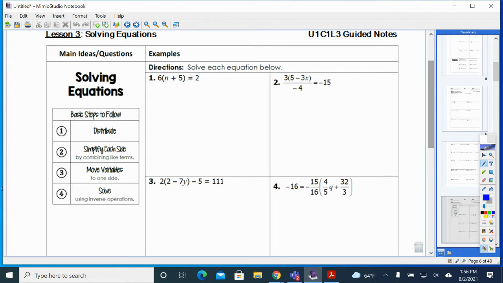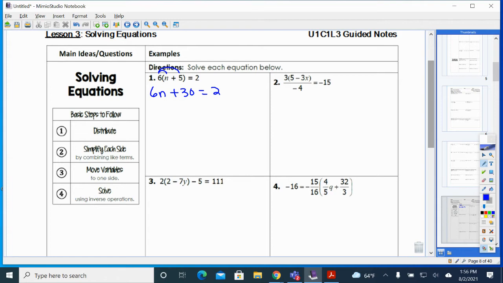So for number 1, we're going to distribute the 6 into the parentheses. So 6 times n is 6n. 6 times 5, and look left, it's a positive 5, which is going to give us plus 30, is equal to 2. So that's step number 1. Step number 2 is to simplify each side by combining like terms. Well, 6n plus 30 will not combine because they are not alike.